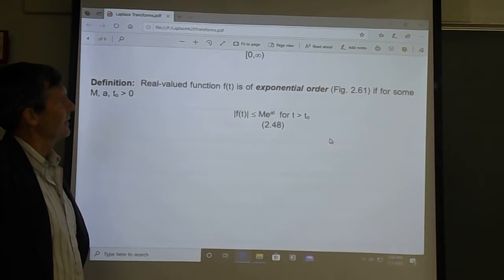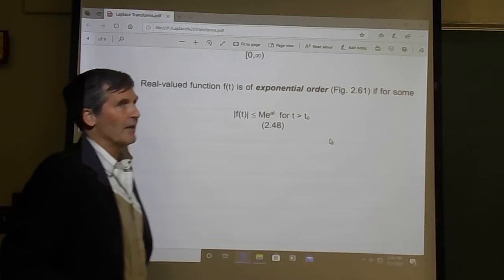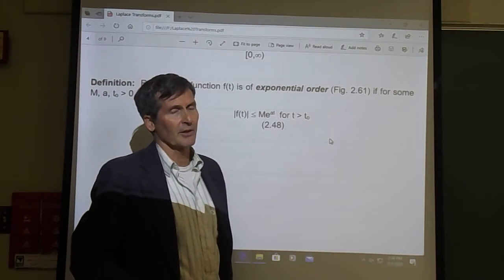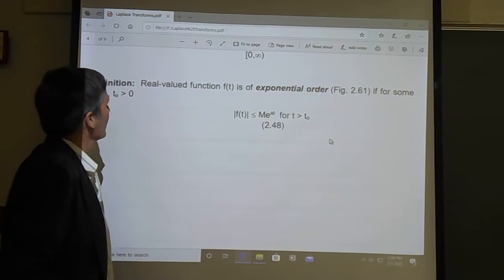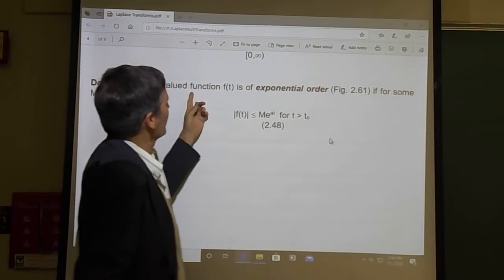Given such a function, when will it have a Laplace transform? We all know there's some integrals that don't exist, right? How do we know this exists? Well, we'll talk about these kinds of functions.